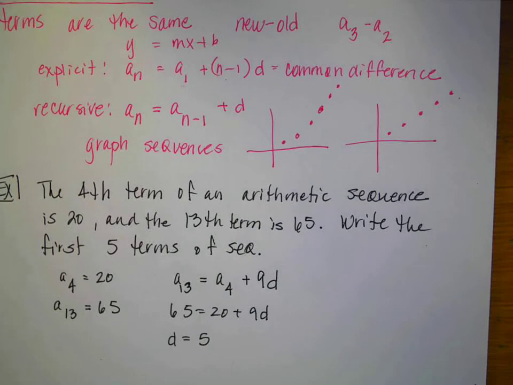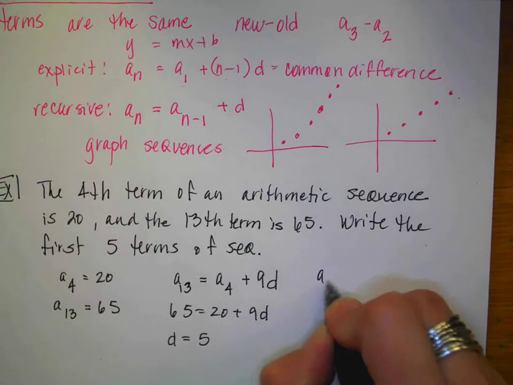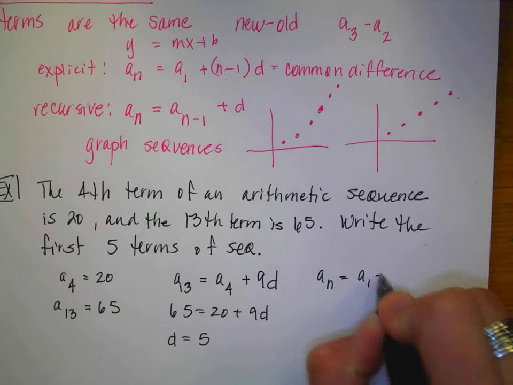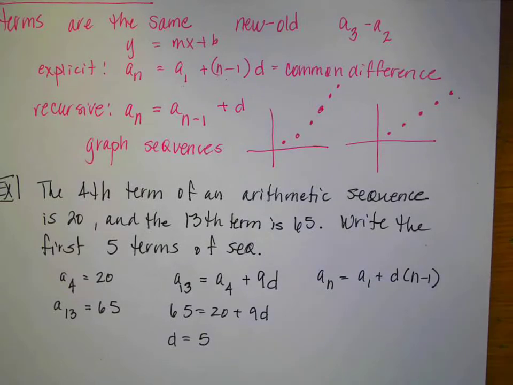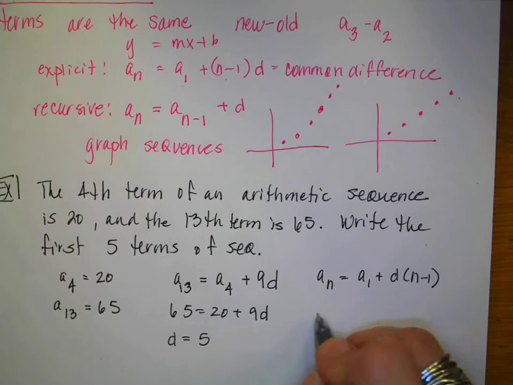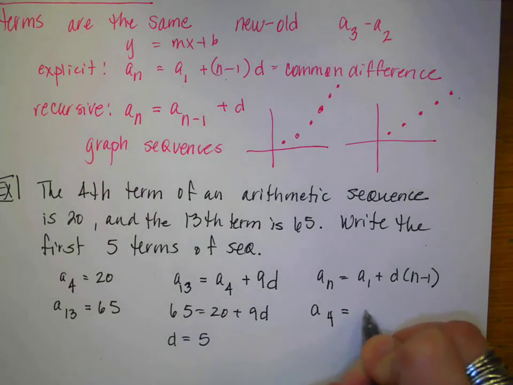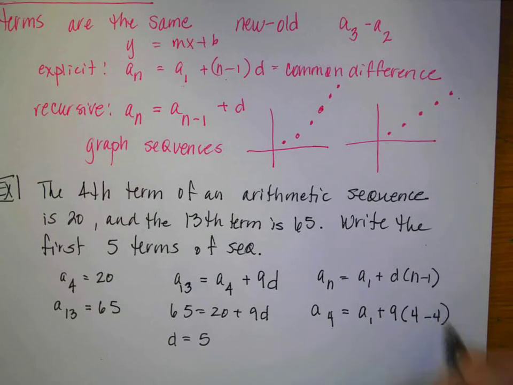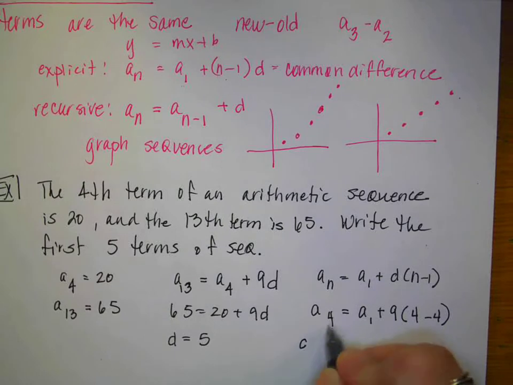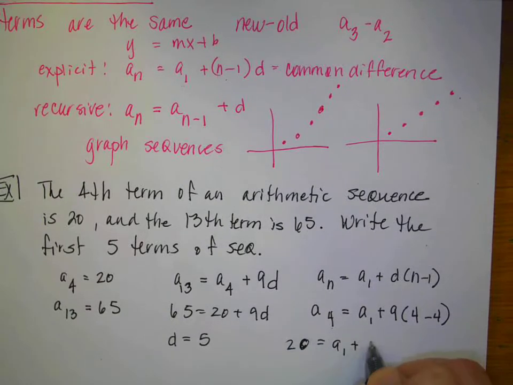So I needed to be able to find the common difference before I write the model. Okay, I'm going to write an explicit model. So I'm going to write a sub n is equal to a sub 1 plus your common difference times n minus 1. Okay, I don't know the first term, but I can find it. So I'm going to do some more math. So I'm going to say a sub 4, I just picked one, is equal to the first term, my common difference, and then this number's position is 4, and I'm going to substitute this in.